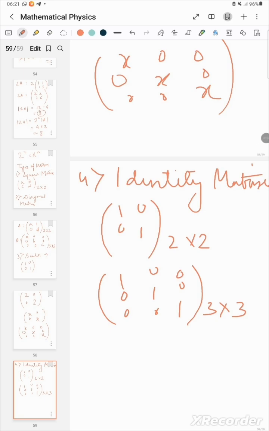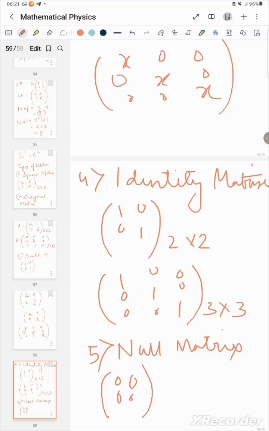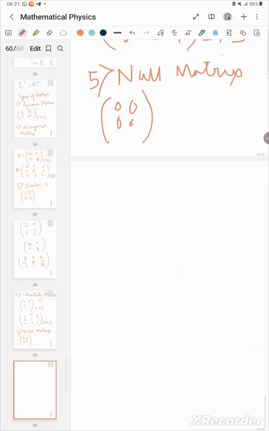Now the next variety of matrix being null matrix. So what is a null matrix? If all the elements of a matrix are 0, then we call it a null matrix. For example, 0, 0, 0, 0, or 0, 0, 0, 0, 0, 0, 0, 0, 0. So this is a 3 cross 3 null matrix.